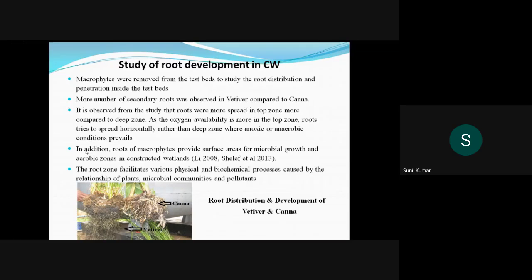You can observe here, canna has thicker primary roots but lesser secondary roots, and the depth of penetration is also lesser compared to vetiver. So when compared, canna and vetiver, in the result it came out that vetiver has the higher removal efficiency.